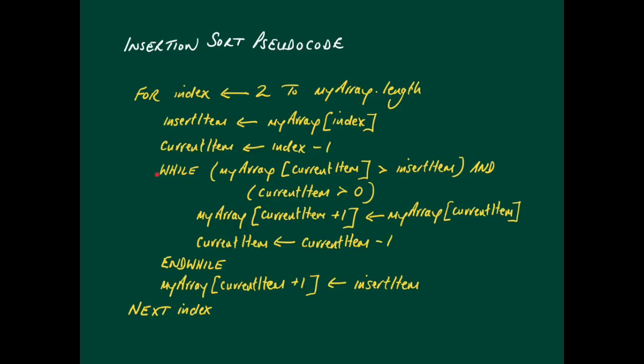And then that continues until all of the lower numbers have been moved up, and then there's a gap for insert item to be placed in. And if it gets as far as all the items are moved up, then there's a gap at the very start. And the last thing we do is we set current item +1 position of my array to hold the value of insert item.